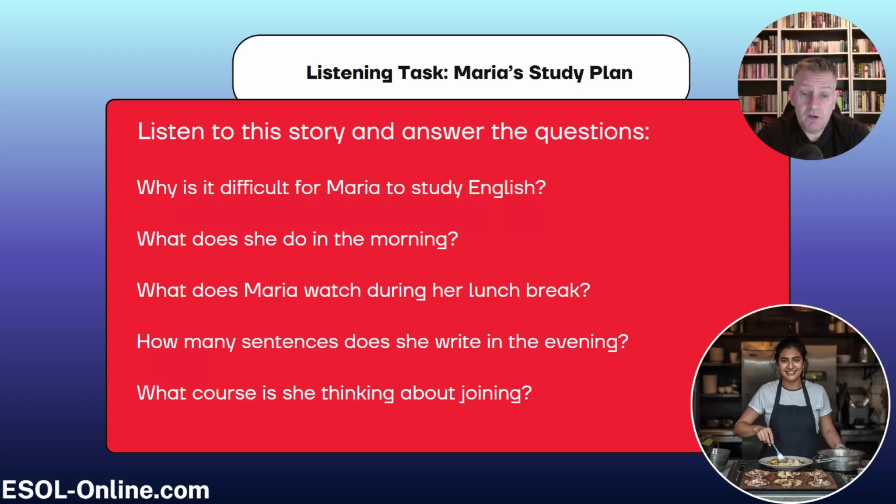Maria doesn't study for long, but she studies a little every day. After 1 month, she feels more confident and can understand more English at work. Her colleague tells her about Fast Track English, a course for busy workers, and she is thinking about joining because it offers flexible online lessons with teacher support.